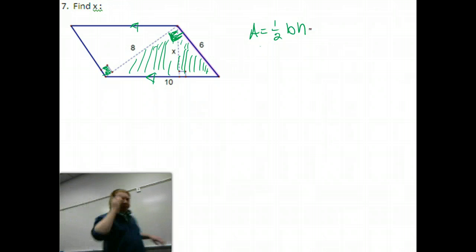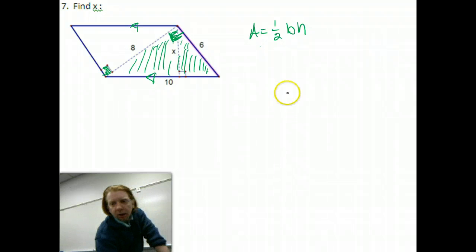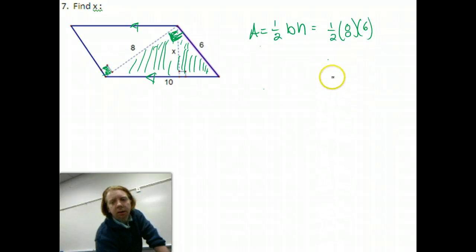So if the area is half base height, please. There's my cursor. That's going to be half 8 times 6. And that therefore works out to be 4. That's 24.